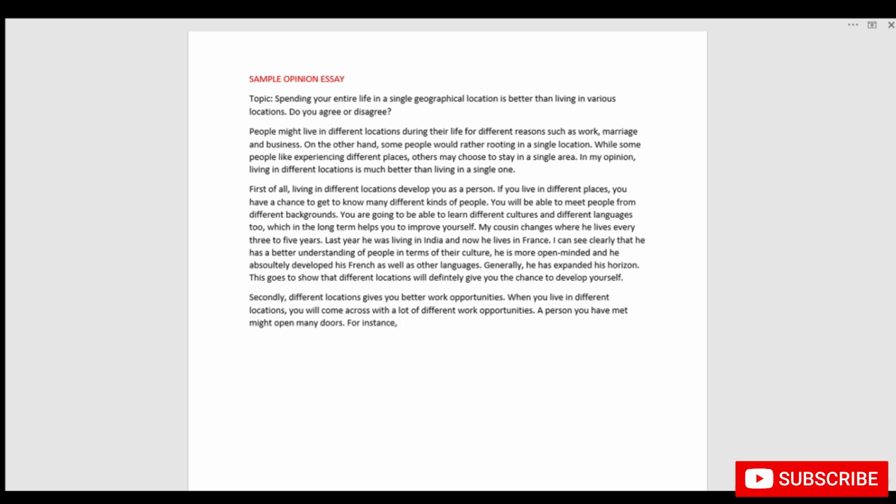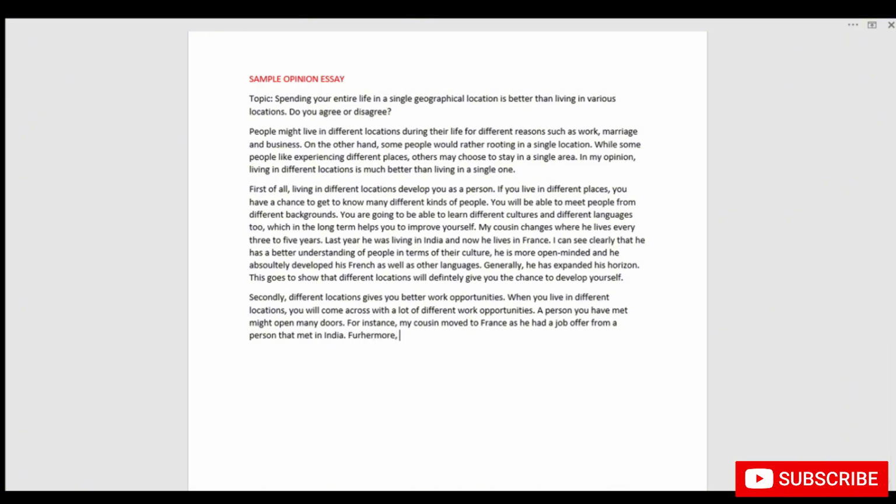For instance, my cousin moved to France as he had a job offer from a person that he met in India. As you can see, I am referring back to my previous statements and I am trying to connect my ideas together to give a coherent essay. So I say, because my cousin lives in different places, he knows different people and it opens some doors in terms of business.